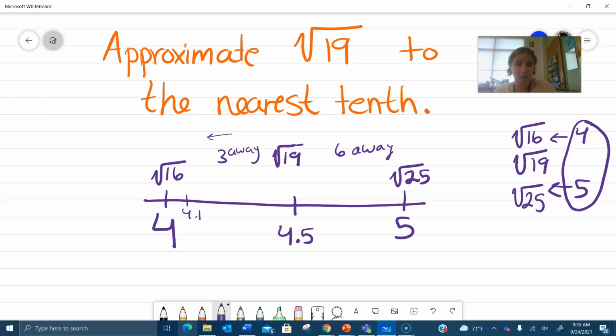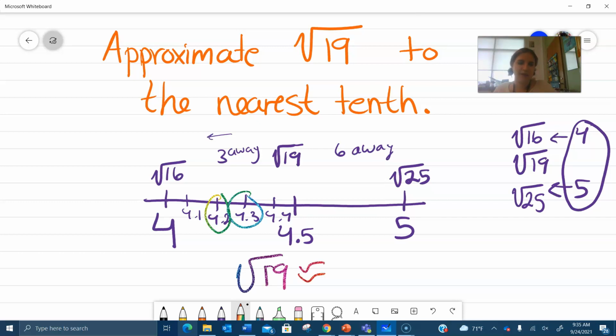So I could do 4.1, 4.2, 4.3, 4.4. Since it's 3 away, maybe it's 4.2 or 4.3, maybe one of these. So the square root of 19 is approximately, let's say 4.2, since it's pretty close. And that's how you would approximate one of those to the nearest tenth.